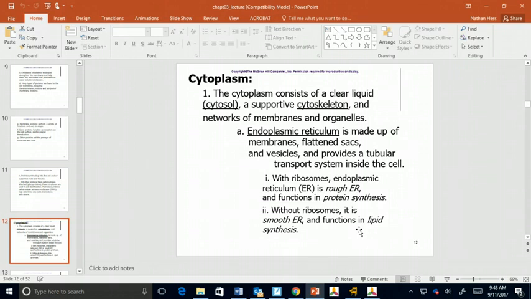Sure, the RNAs come to those ribosomes, you're exactly right, to make the proteins. That's that whole process of transcription. Excellent. If you don't have ribosomes, then you have a smooth endoplasmic reticulum, and that helps with lipid synthesis. What is lipid synthesis? Making fats, right, exactly.